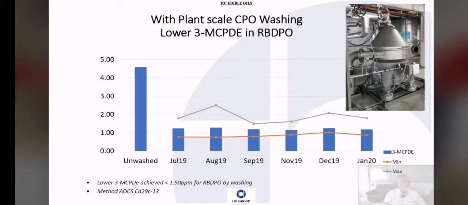Okay, these are some of the results we got with 3-MCPDE when we ran our centrifuge. We have a centrifuge here. Like I mentioned, we got the grant from MPOB. And you'll see when we didn't wash, we were getting 3-MCPDE levels of between 4 and 5. But for the months that we ran the centrifuge, you can see that we basically met that new level that is specified by MPOB. All the levels were slightly above 1, the average figures. There were occasions when the maximums were at 2.5. But overall, it met the new limits being specified by MPOB just by washing the CPO.